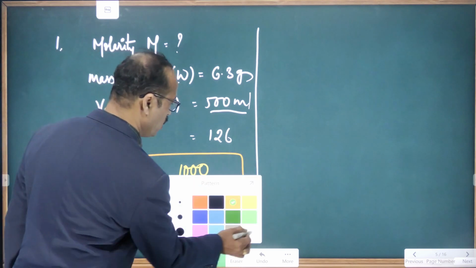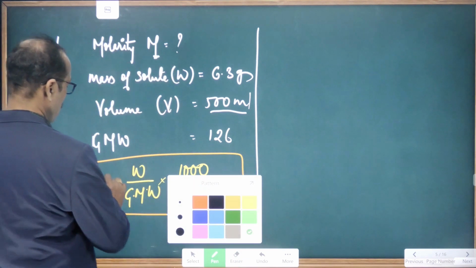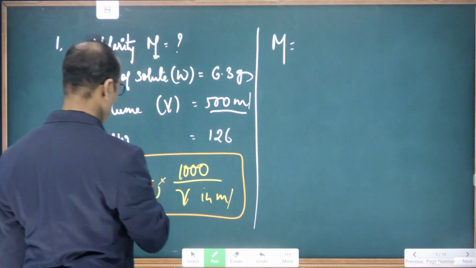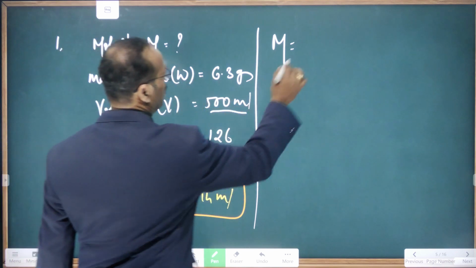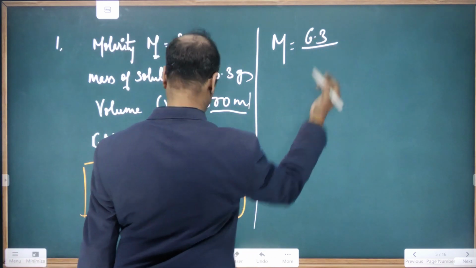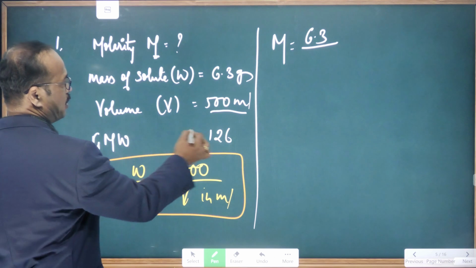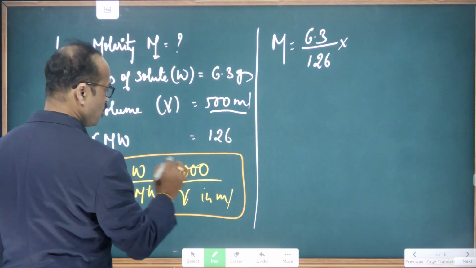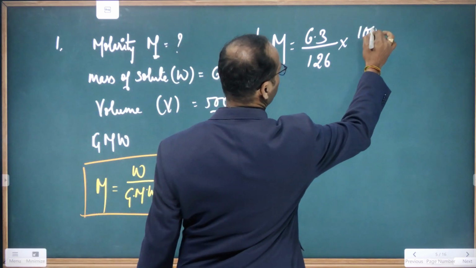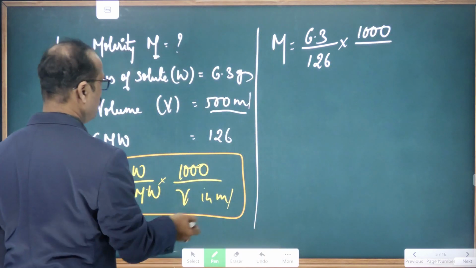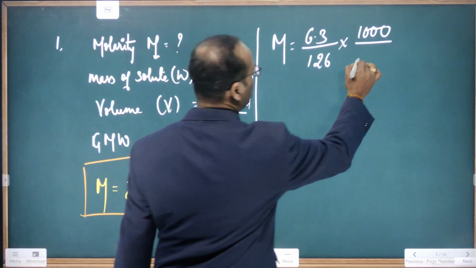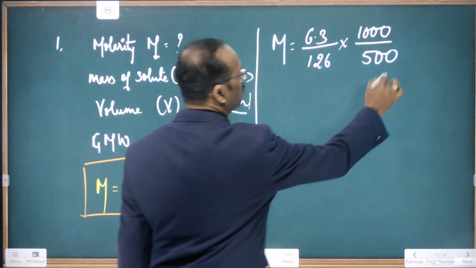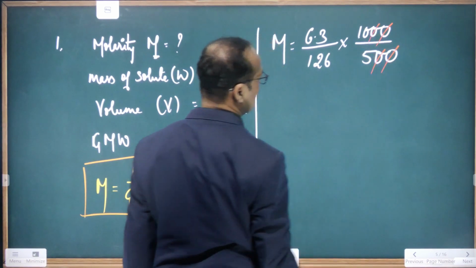Okay, now let's solve the problem. We substitute these values here. So M is equal to weight, 6.3 grams, divided by gram molecular weight, 126. So write 126 into 1000, as it is, no change, divided by volume in ml. Volume we have is 500, right? Now I think you know how to cancel. Here 2 zeros and 2 zeros get cancelled, right?